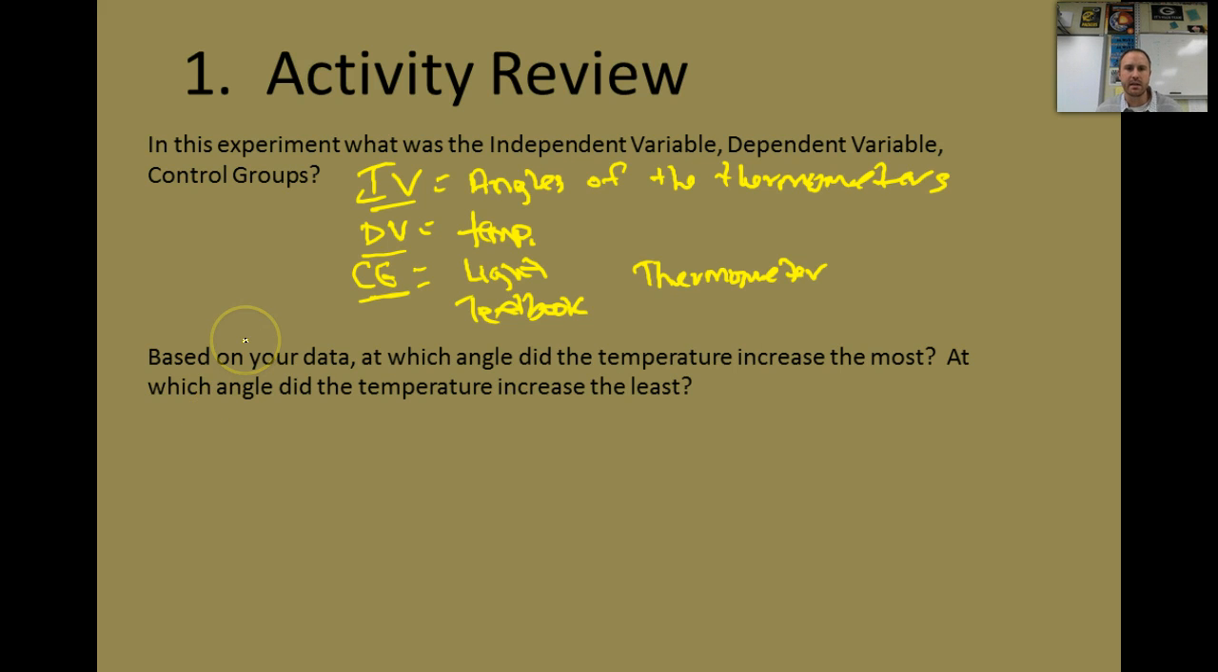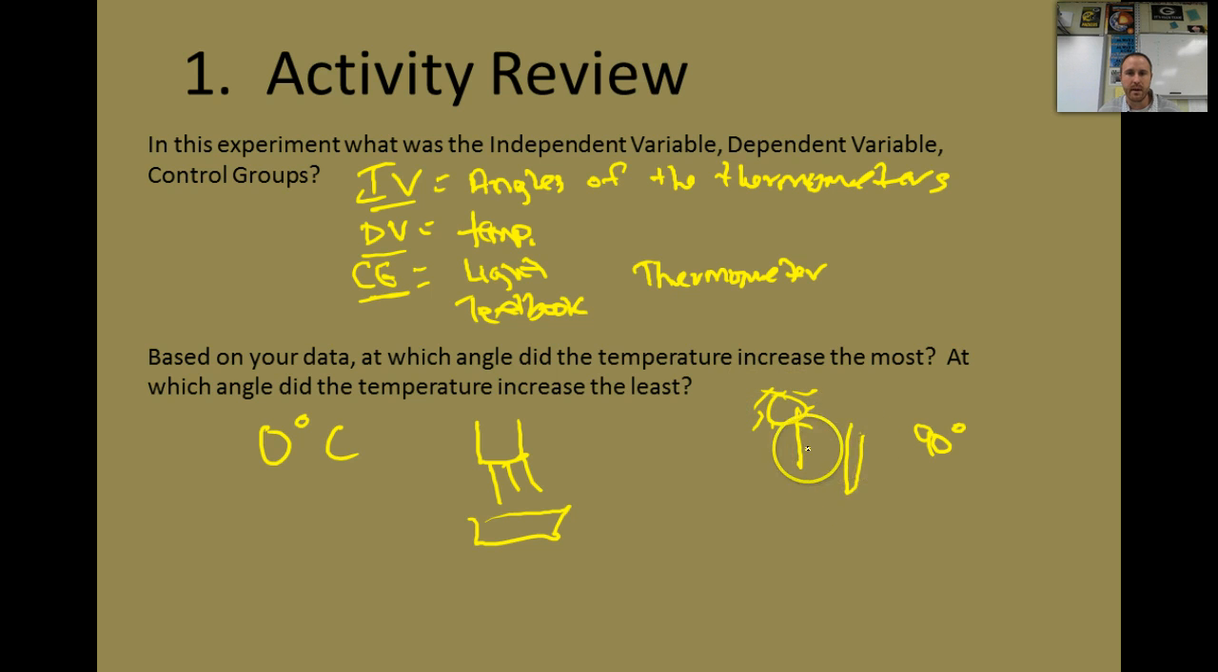Question number 2 said, based on your data, at which angle did the temperature increase the most? Correct answer would have been 0 degrees. Again, we talked about it. If this is our light, it is shining down at a direct angle to hit the 0 degree one, so that would have been the most. At which angle did it get the least? The correct answer would have been 90 degrees. And again, the reason why is the fact that the sunlight has to come down. If this is where a thermometer was, it has to come down and bend. The angle of light is being bent. So that was the answer for number 2.